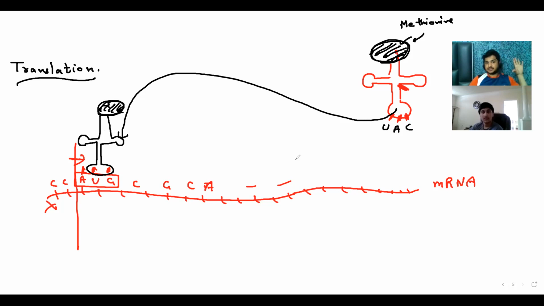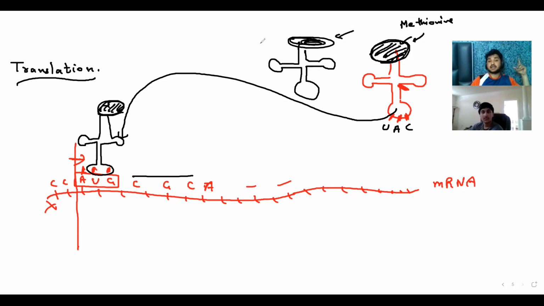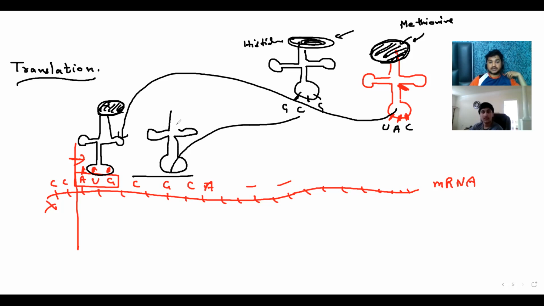Now next is CGC. So there is another tRNA, lots of tRNA in our body. It forms the anticodon for that, suppose GCG. Suppose there is another amino acid like histidine. So this CGC is coming over here, GCG, something like this, and it is bringing the amino acid. This is histidine. This is amino acid 1, this is amino acid 2, right?